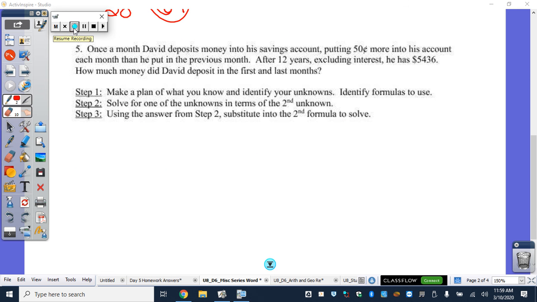So once a month, David deposits money into his savings account, putting 50 cents more into his account each month than he did the previous month. So after 12 years, excluding interest, he has $5,436 in his account. How much money did David deposit in the first and last month? So first of all, what kind of a sequence do we have? Arithmetic, because he's putting 50 cents more in each month. So that's a constant amount. That's his arithmetic. So here's my 2 arithmetic formulas.